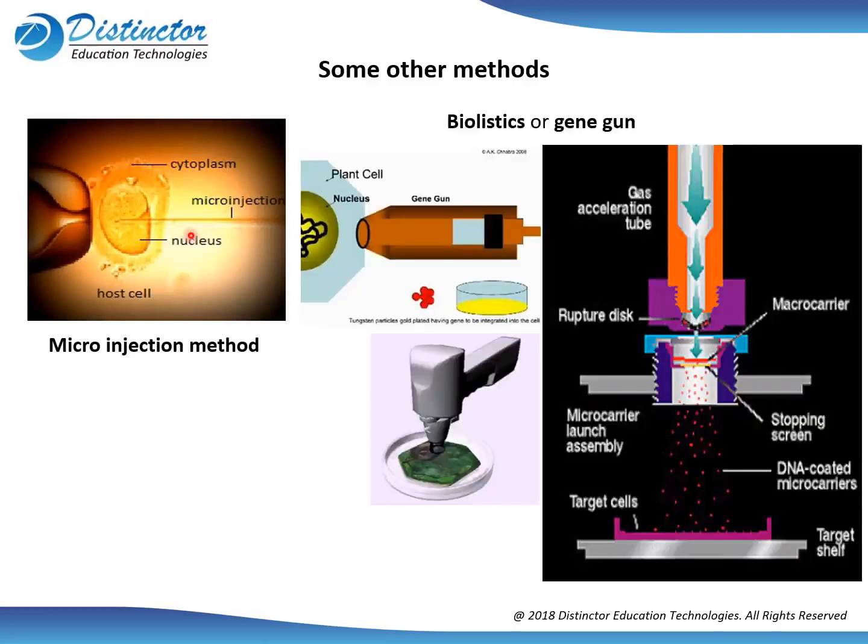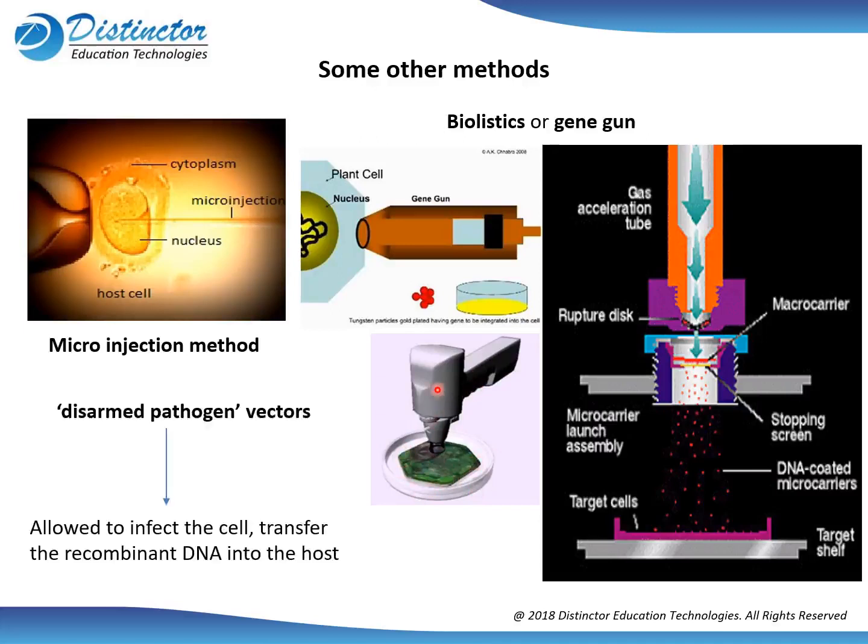The next way is we can use a biolistic or gene gun. What is a gene gun? We have a gun-like setup which is used to propel the gene inside the plant cell. Mostly the plant cell is very tough, with a cell wall that is hard to break, so for that we use gene gun technology. In this we coat the recombinant DNA with gold or tungsten.